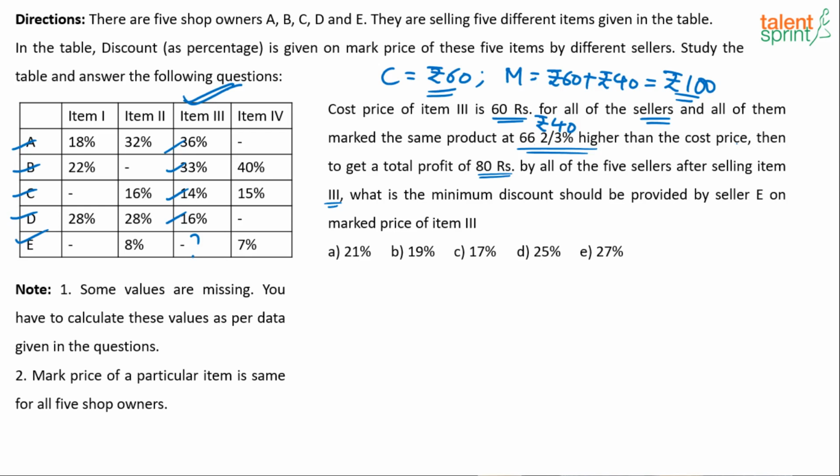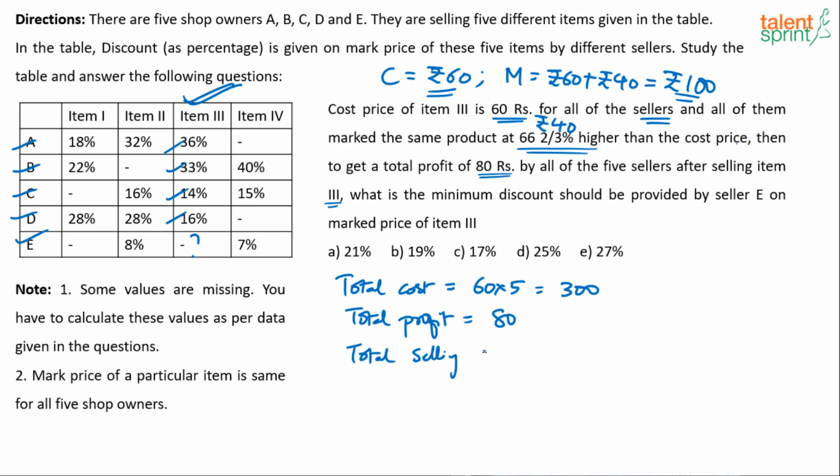How do you deal with this? See, it's simple. What is the total cost price? Total cost is 60 rupees into 5 sellers, right? Each seller's cost price is 60. So total costing is 300 rupees. You want the total profit to be 80. Again, don't write all these terms here in the exam, but total profit is 80. So what should be the total selling price? Selling price should be 380.